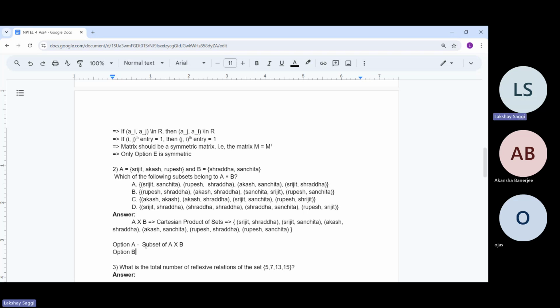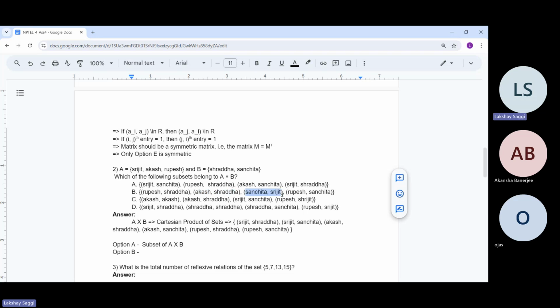Then we come to option B. Option B says Rupesh, Shraddha. So Rupesh, Shraddha is present actually, so this element is present. Akash, Shraddha is also present in A cross B, this entry.